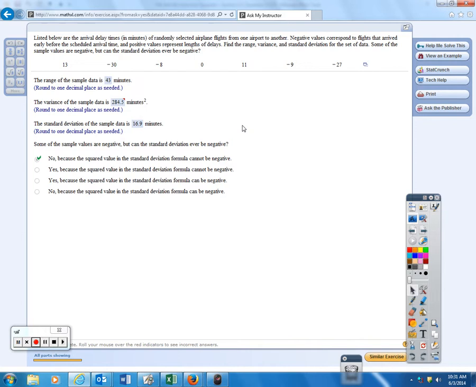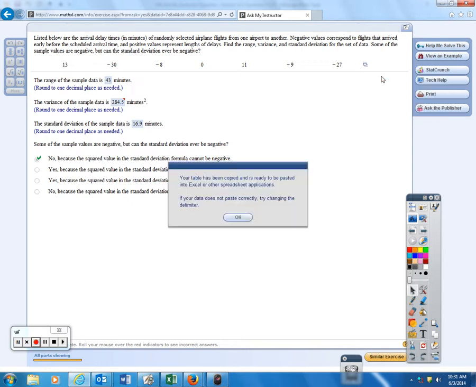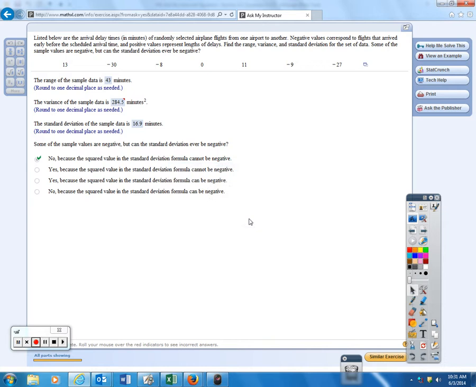Some of the sample values are negative, but can the standard deviation ever be negative? Well, I can tell you right now, no. That's it, because of the squares. All right, there's our data, so I'm just going to click on my little helper here and copy to the clipboard. Okay, how many are there? 1, 2, 3, 4, 5, 6, 7.